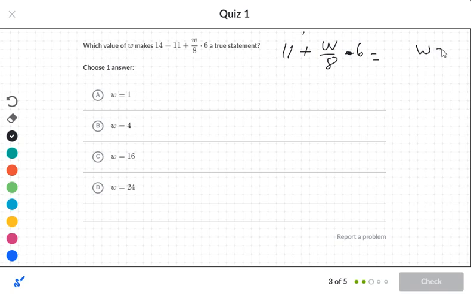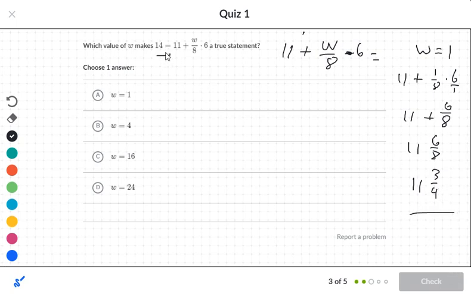So we're going to try the first one where W is equal to 1. So I'm going to say 11 plus 1 over 8 times 6 over 1. So this would become 6 times 1 is 6, 8 times 1 is 8. Put it all together, you can just take the fraction number and write them side by side, so you get 11 and 6/8, or reduce it down to 11 and 3/4. Well, either way, this 11 and 3/4 is not 14. So A does not work.